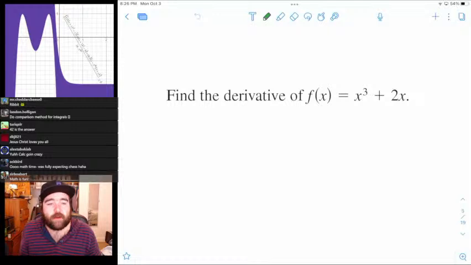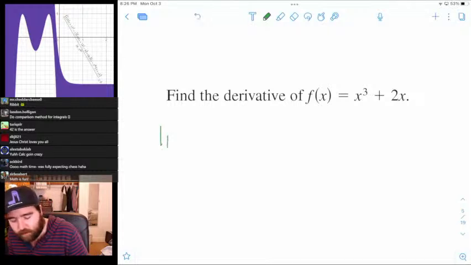Alright, so we're going to take the derivative of x cubed plus 2x. And we don't know the power rule, any of those yet. We've got to use limits. So in the last video, I showed one limit definition of the derivative. Here I'm going to show the other one, which I think is probably the better one. So let's review. What was the other one?